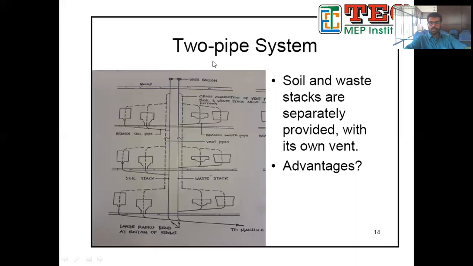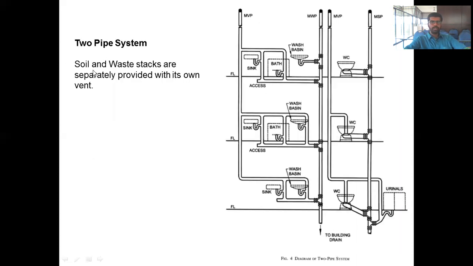In a two pipe system, soil and waste stacks are separately provided with their own vent. You can see here the wash basin, bath, sink, and water closet are given separately. All the sink, bath, and wash basin lines are taken separately and given to a common stack, except the water closet, where a separate line is taken.